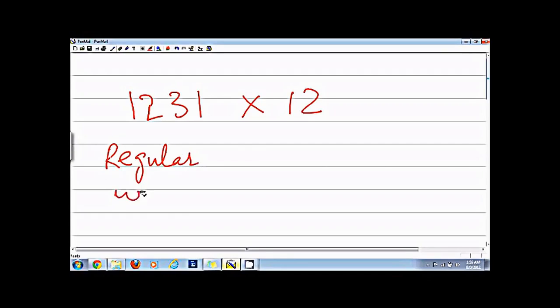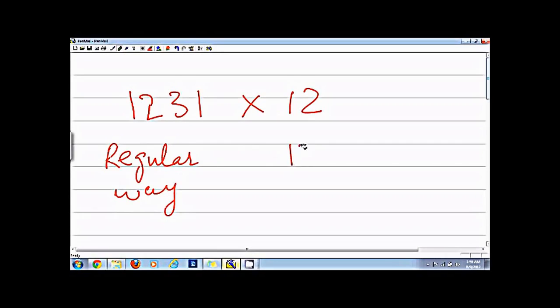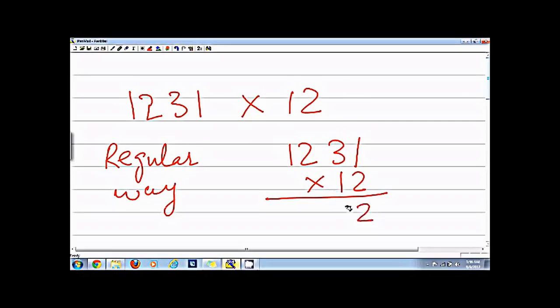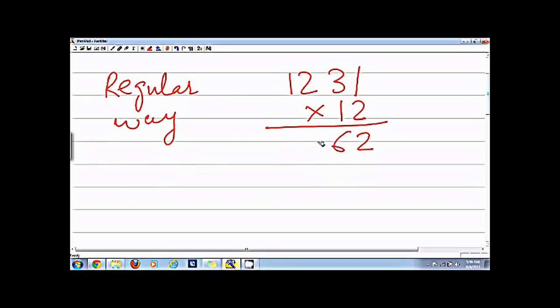In this tutorial I will show you how to multiply a number by 12 in a quick and easy way. For example, I have 1, 2, 3, 1, and I want to multiply it by 12. So the regular way will be to write 1, 2, 3, 1 and then multiply it by 12. So in this case I will say 2 times 1 is 2, 2 times 3 is 6, 4, 2, and then 1, 3, 2, 1.